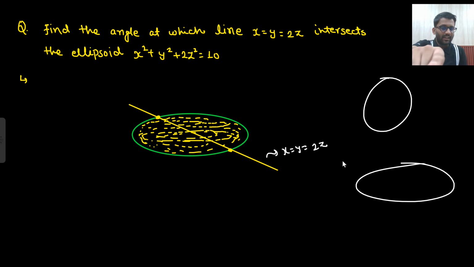And then there is a 3D line, x equals y equals 2z. This is the 3D line which is cutting. Basically the line is passing like this, from in between. Assume this as an ellipsoid. So the line is passing like this and is cutting at these two points. So the angle I need to find: this angle, this angle, and this angle, that I need to find.